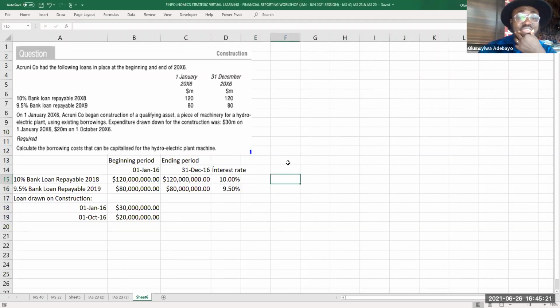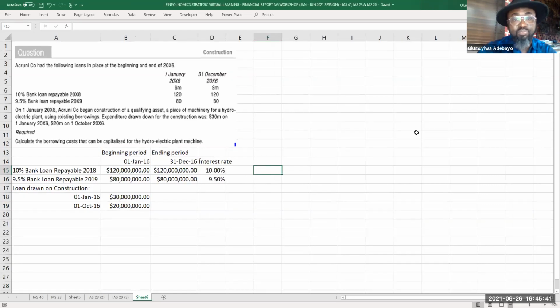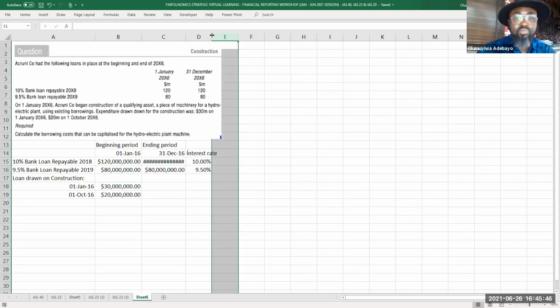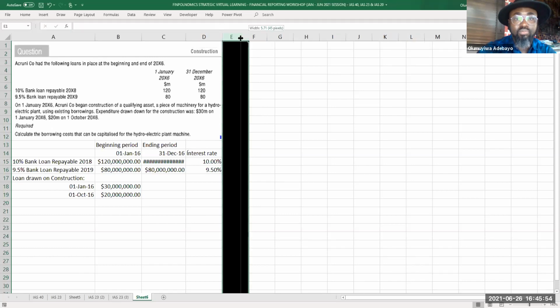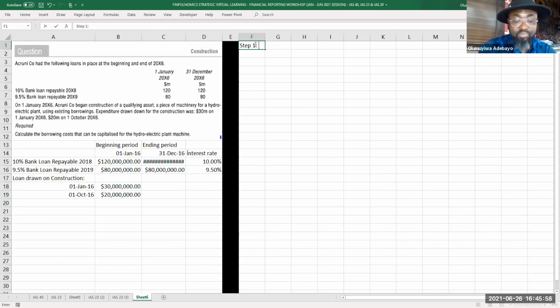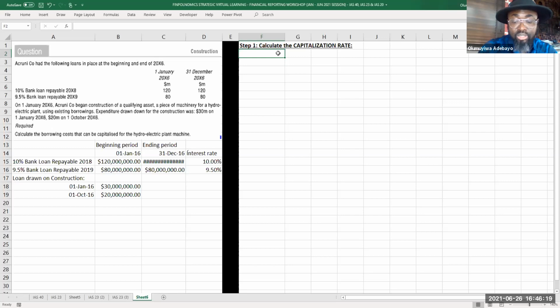Okay. Now, what do we need to do? We need to determine the capitalization rate. What is our capitalization rate? I told you, you don't need a formula. You'll find it more logical to determine it. Now, step one. Calculate the capitalization rate. How do we calculate the capitalization rate? You are going to look at it and say, okay, don't type.